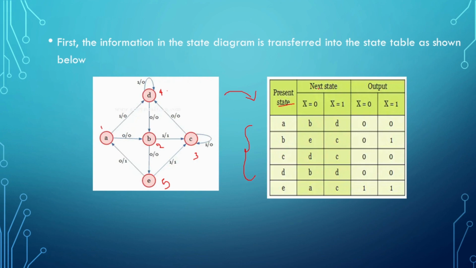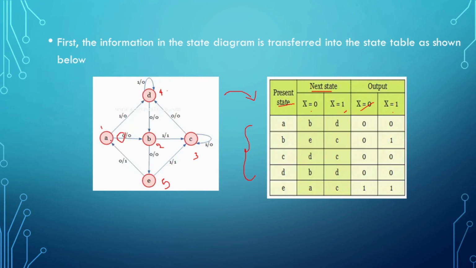Afterwards, you need to find out the next state of that present state when input is given as 0 and when input is given as 1. Afterwards, you need to find out the output of the present state when input is given as 0 and input is given as 1. First of all, take down A. When A is given 0, what will be the next state? See here, A is the present state and input is 0.